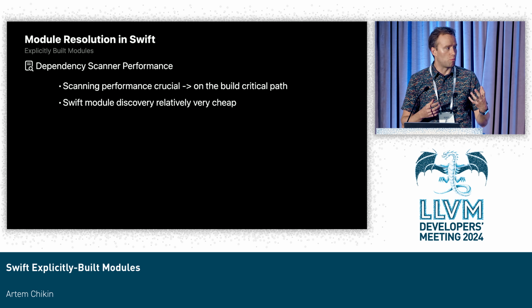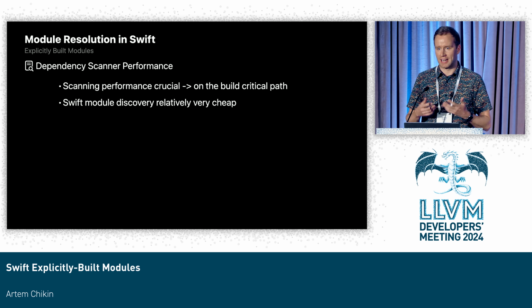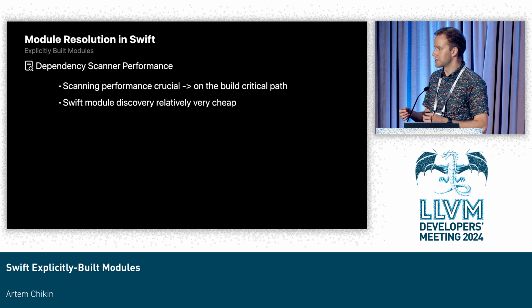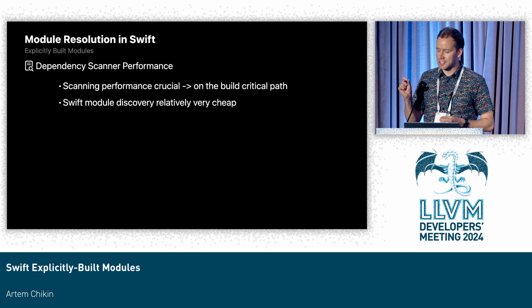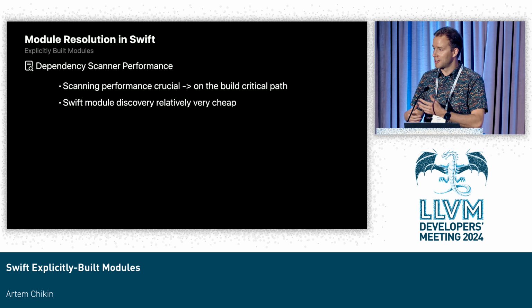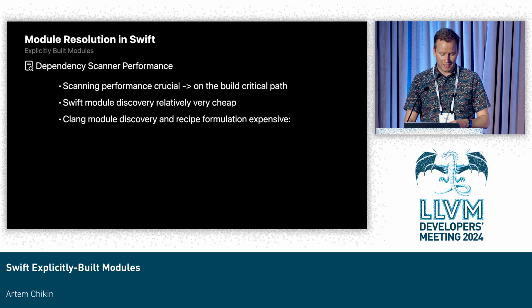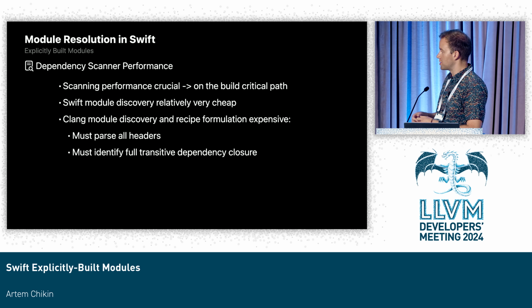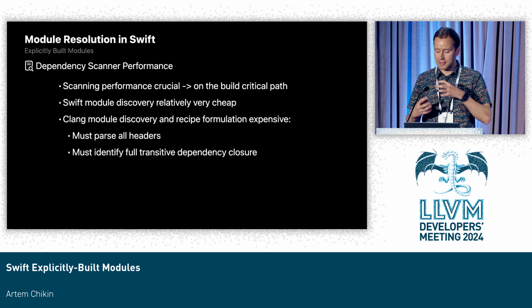For example, Swift modules on the file system are named after the module name, whereas for Clang modules, in order to find the identifier, you first need to find every single module map that appears on your search paths, open and parse them all, find the right identifier, go parse its headers and pre-process its headers, which ends up being much, much more expensive. And also, as I mentioned, to compute the recipe for building a given Clang module dependency, you need to compute its entire transitive closure graph.